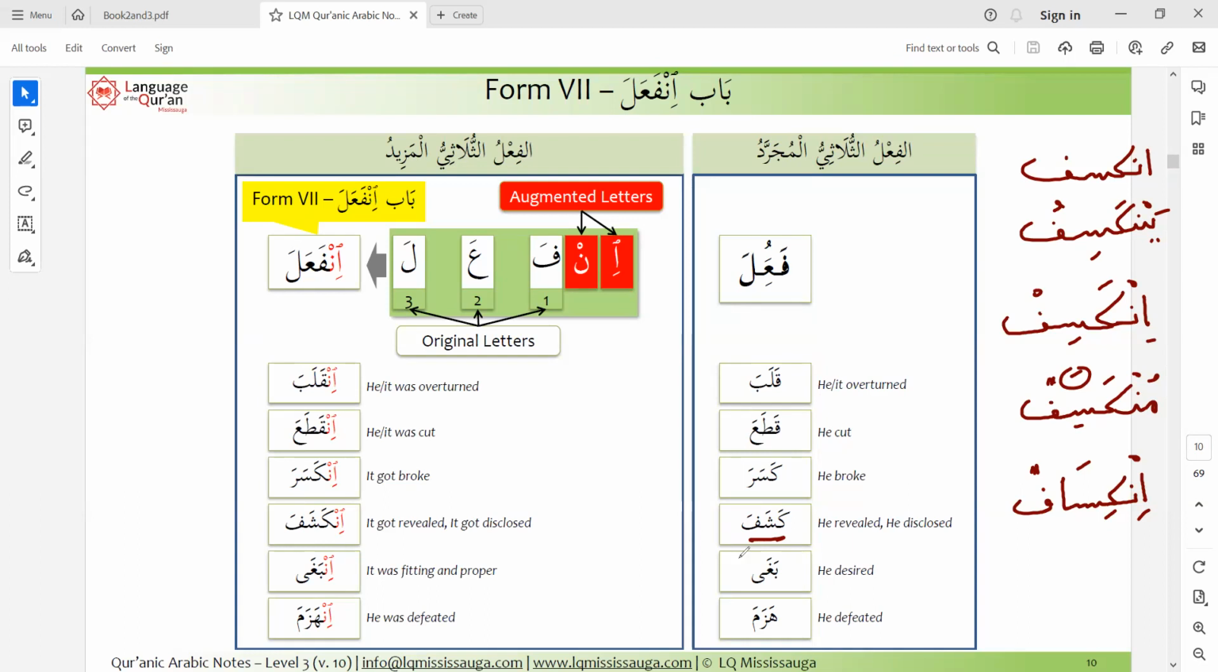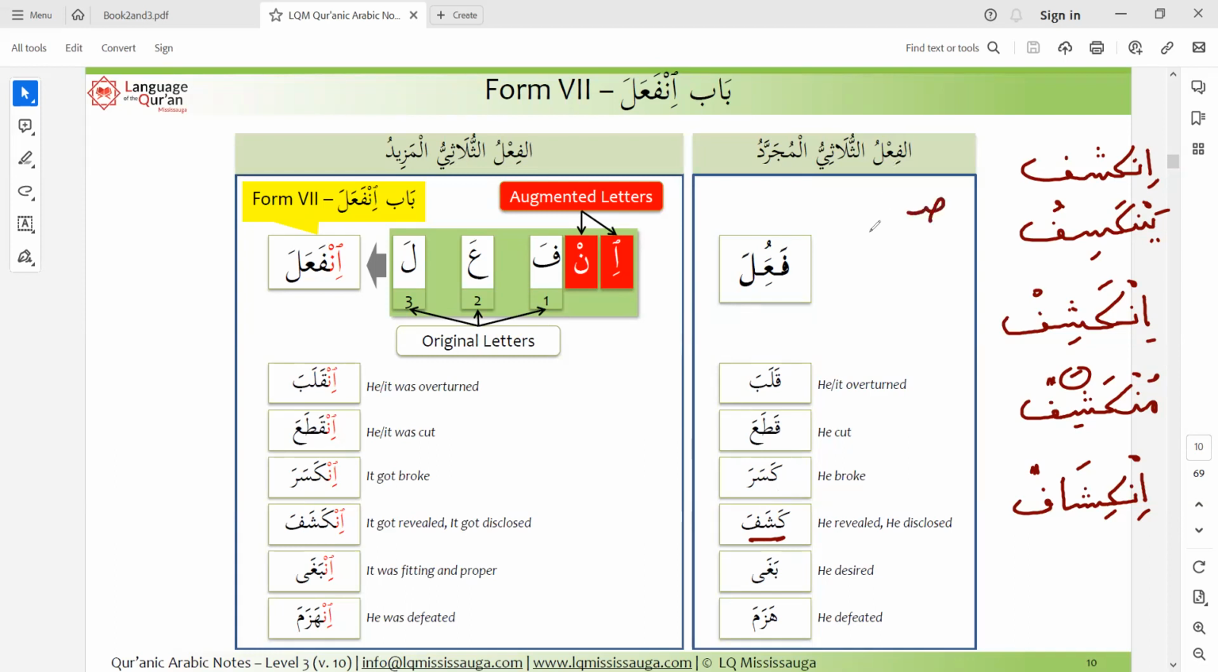So from this we get inkashafa. On a similar pattern, we just add sheen here. So inkashafa, yankashifu, inkashif, munkashif, and inkishaf. Inkishaf meaning revealing of something. Next is qat'a. We have seen sarafa.